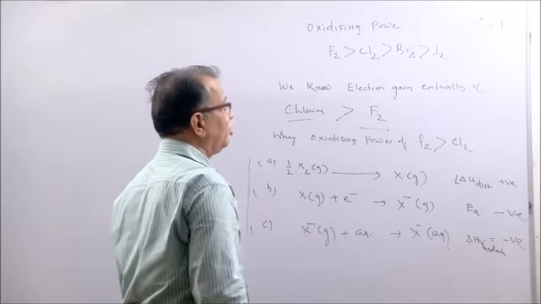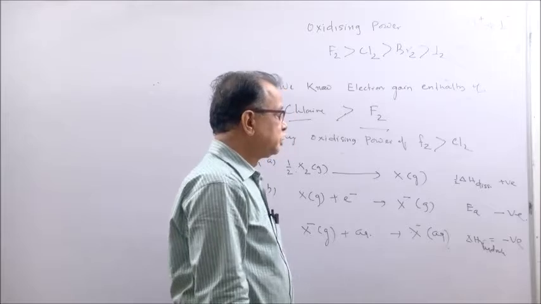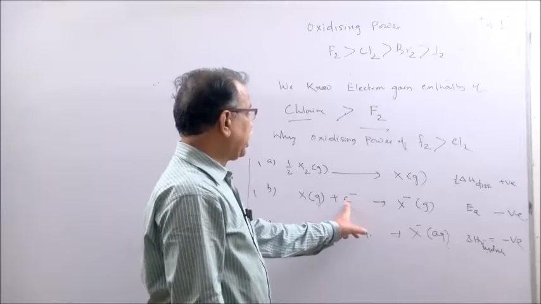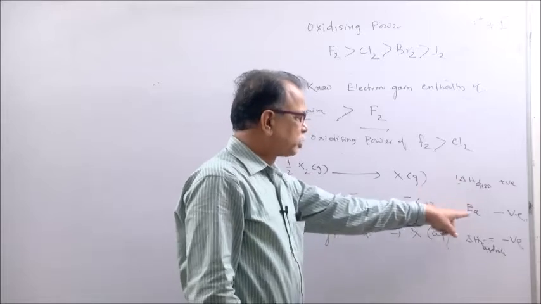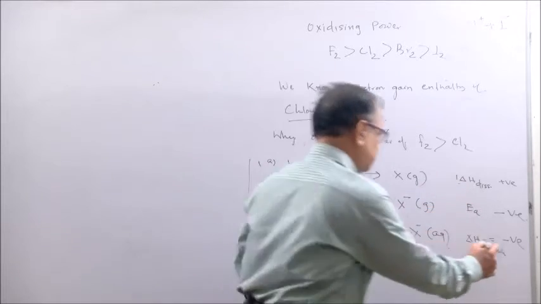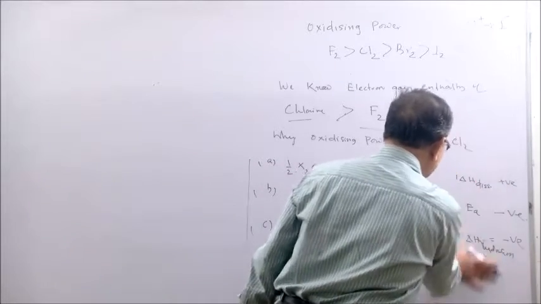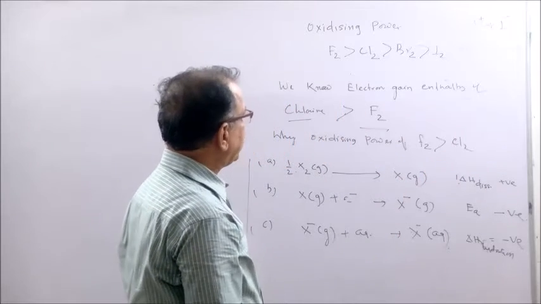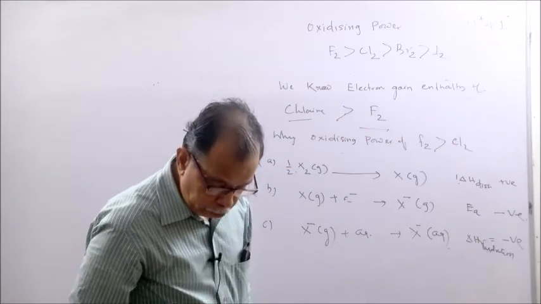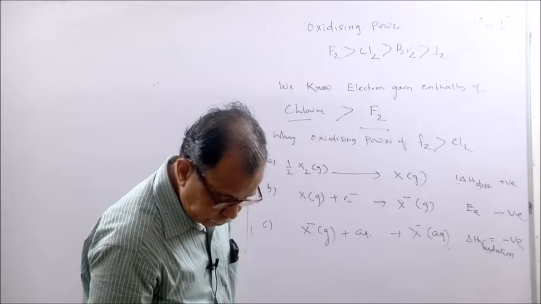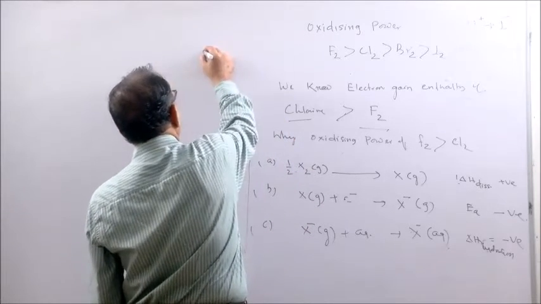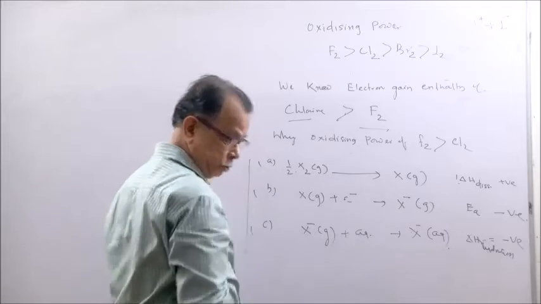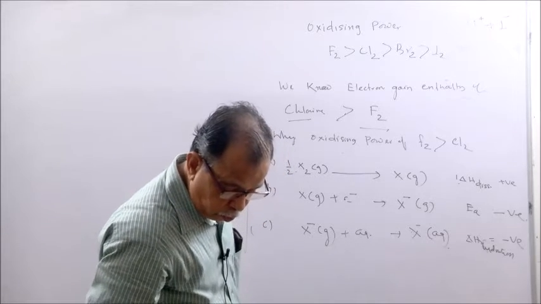So the oxidizing power of fluorine, like any halogen element, depends on three factors: dissociation, electron gain enthalpy, and hydration. It does not depend only on electron gain enthalpy. The total value was calculated as the summation of these.